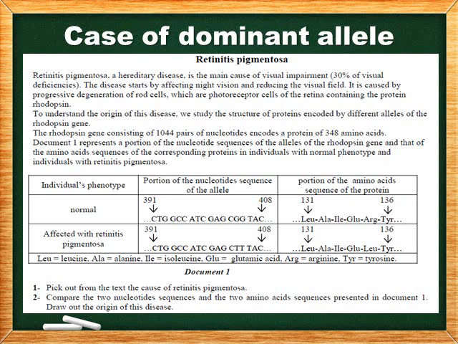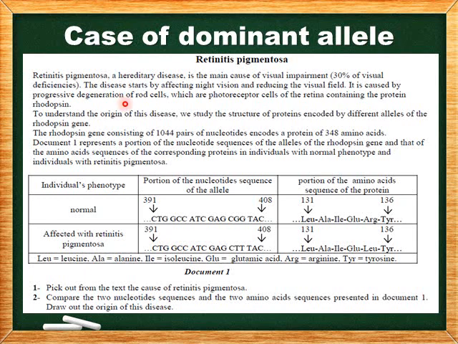In case of a dominant allele, we are going to take into consideration a disease known as retinitis pigmentosa. In this disease, we have to see if the allele responsible for transmitting the disease is dominant or recessive. First of all, we have a very important given about the disease and its characteristics, in addition to the consequences that come after this disease.